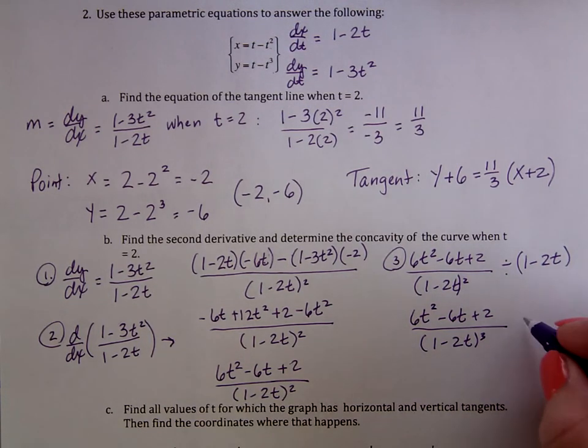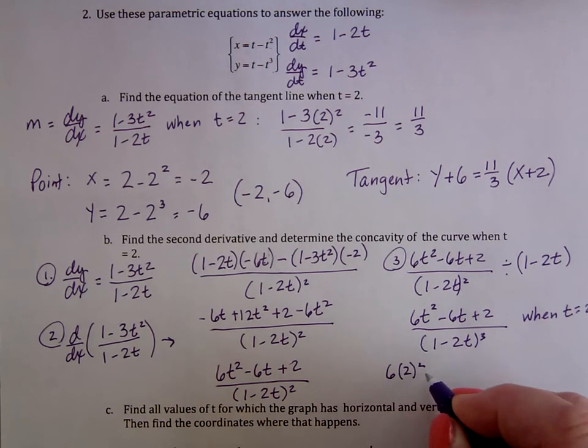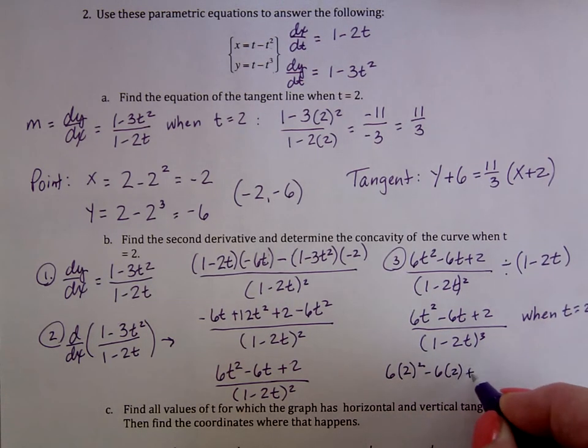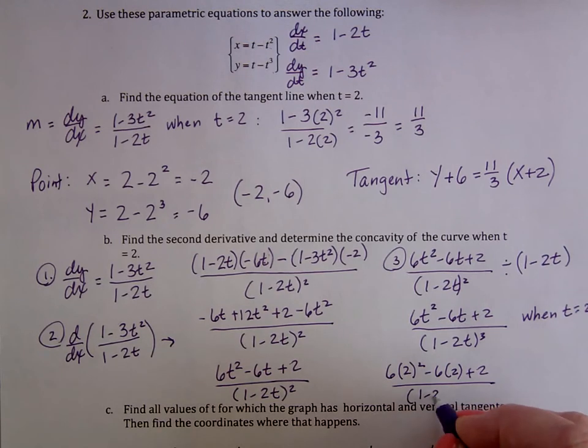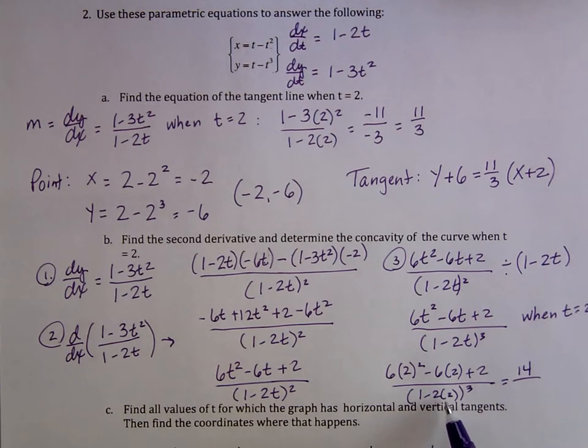So now I'm going to put that into play here. That's my second derivative. They told me when t equals 2 they want to know what it is. So I'm going to plug a 2 in. 6 times 2 squared minus 6 times 2 plus 2 all over 1 minus 2 times 2 quantity cubed. So I got 24 minus 12 plus 2 is 14. The bottom is 4. 1 minus 4 is negative 3, and negative 3 cubed is negative 27.